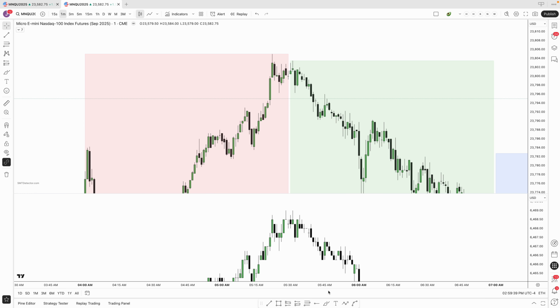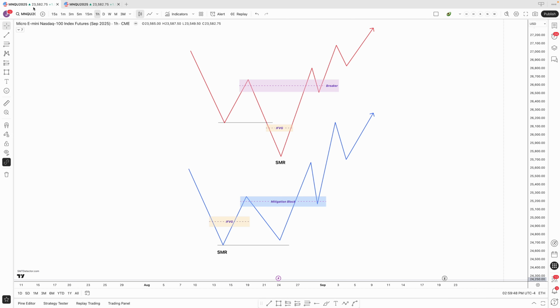In this video, we're going to break down the difference in the change in the state of delivery between a breaker and a mitigation block with ES and NQ. So if you look at the example drawn here, we'll say this is NQ, the red being NQ, and then the blue will be ES. And so we're going to go through two different examples here. The first one being when NQ makes a breaker, and ES makes a mitigation block.